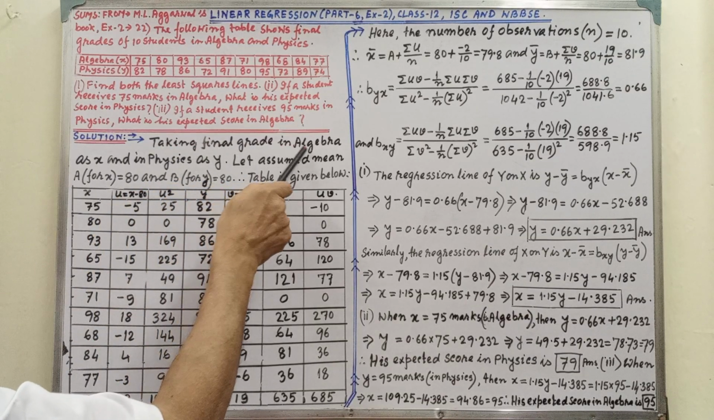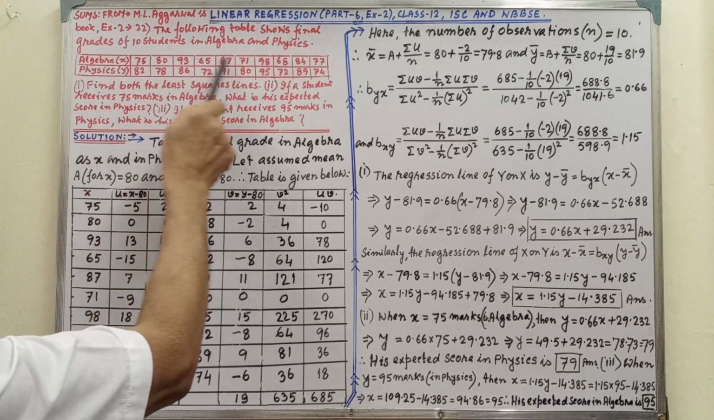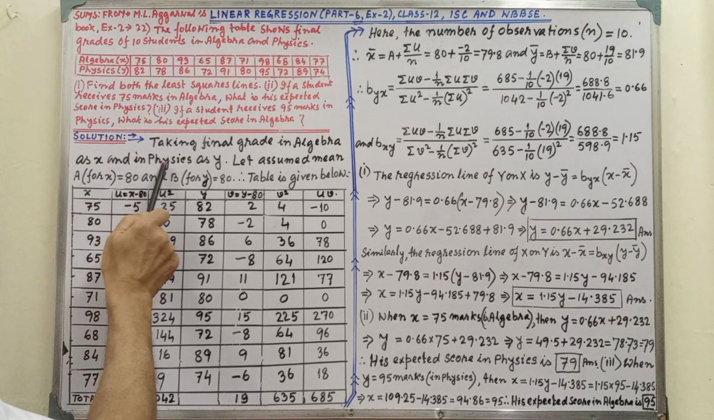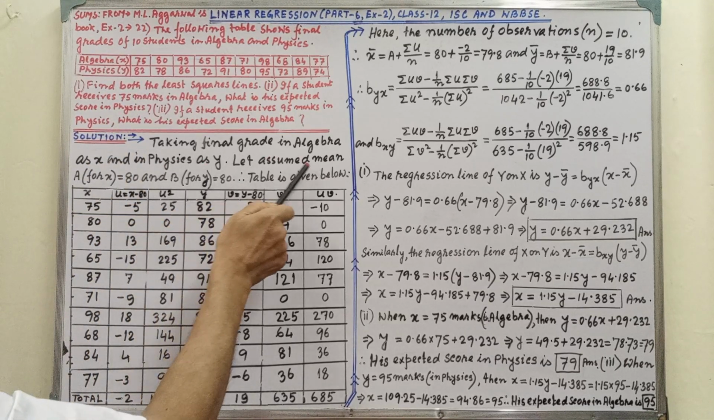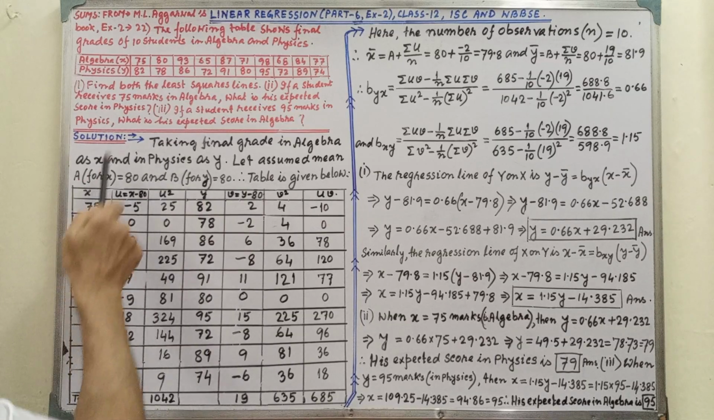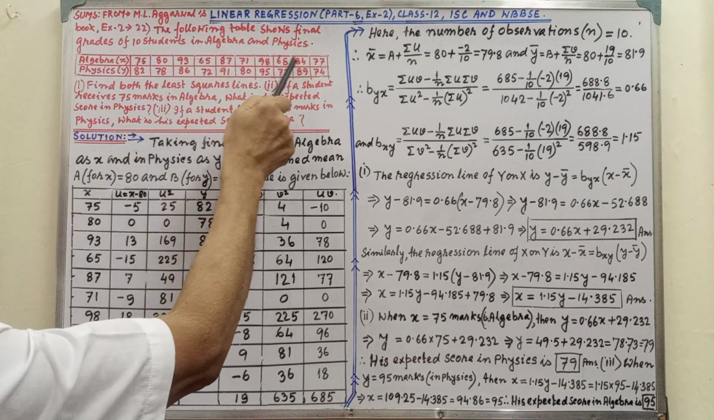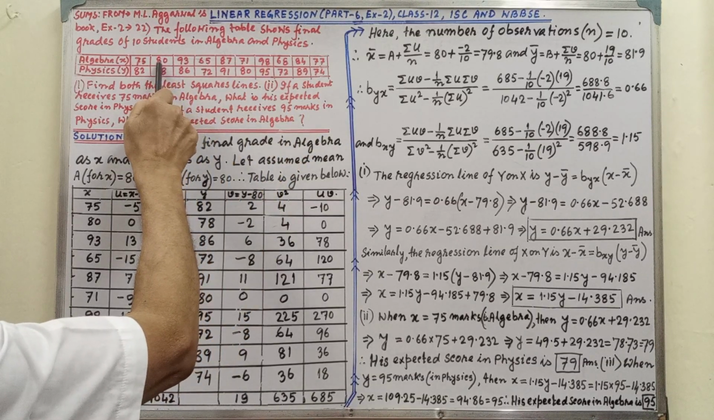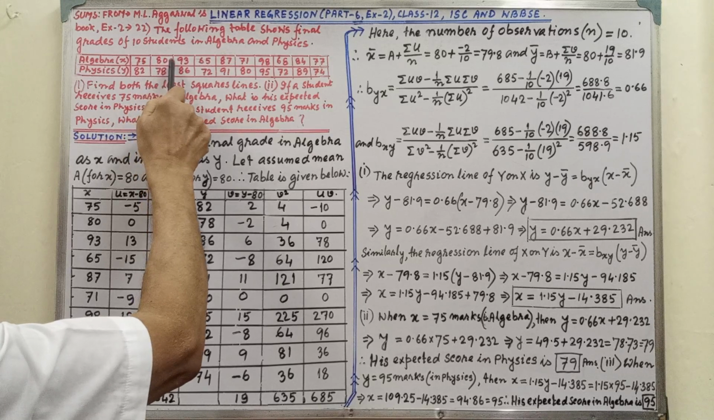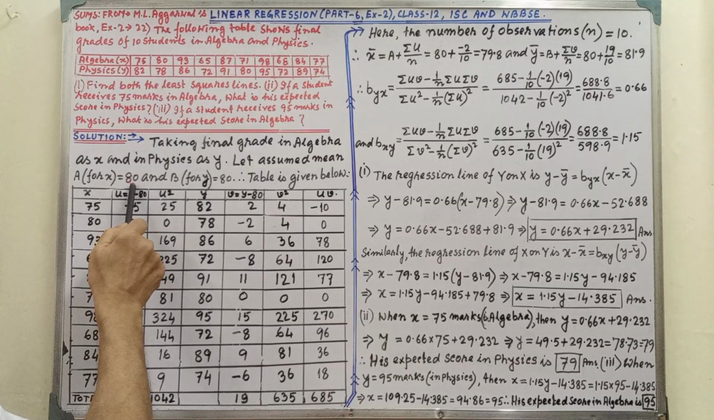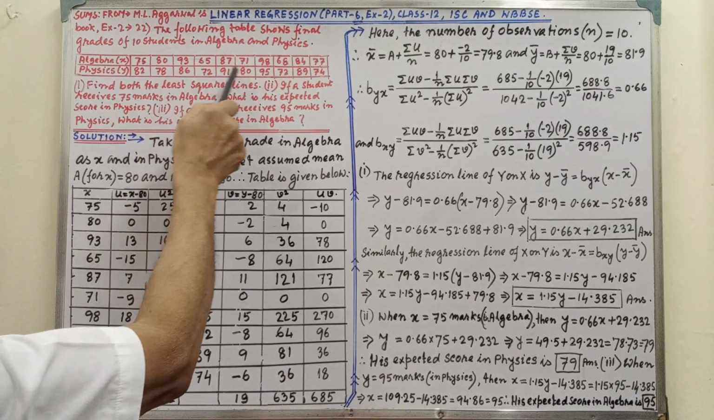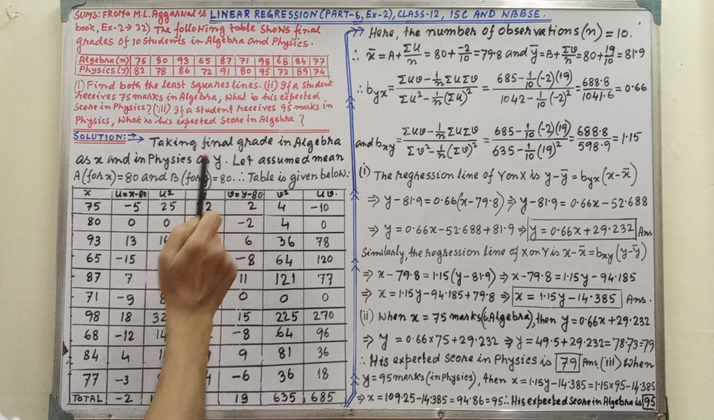Taking final grade in algebra as X. This is the marks in algebra and this is physics. Algebra for X and physics as Y. Let us assume A for X. Any one of these variables we may consider as assumed, but any zero-figure number like 80, if you consider, that will be easier for calculation. This is why I have taken A equal to 80, and B equal to 80 for Y. That is why I have taken 80.